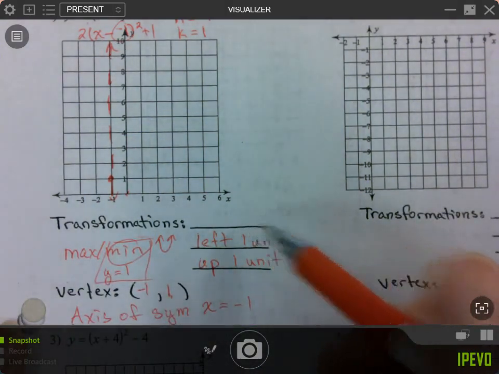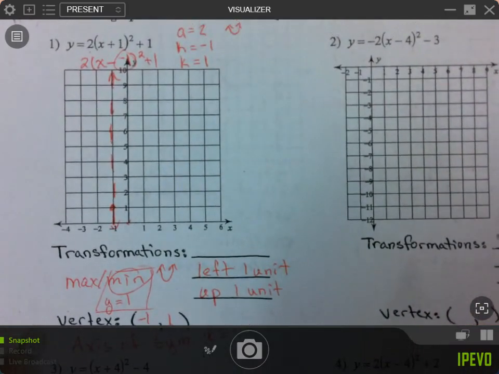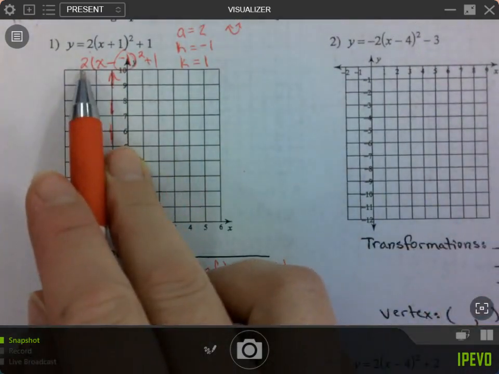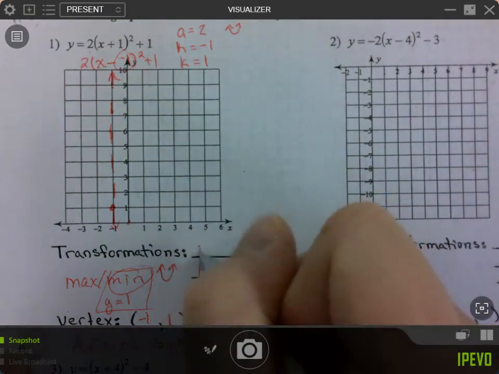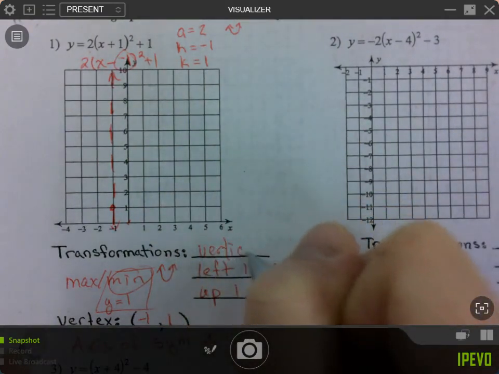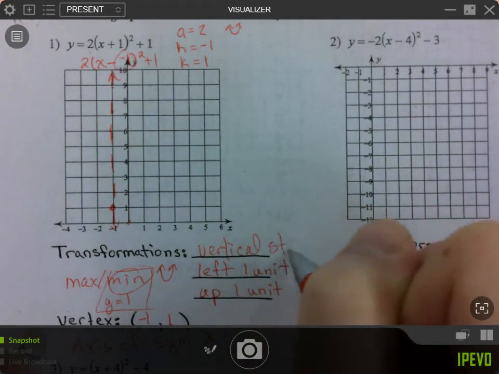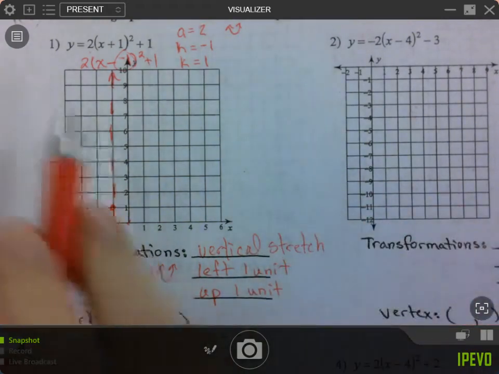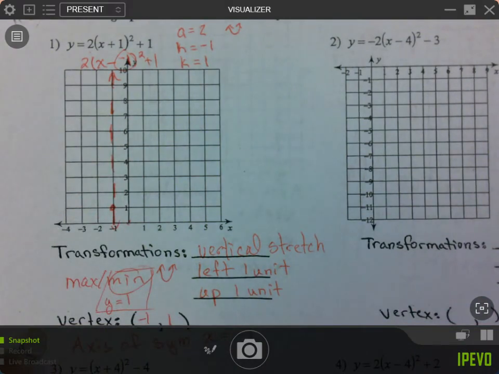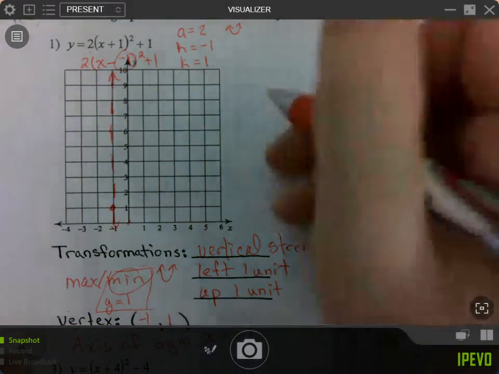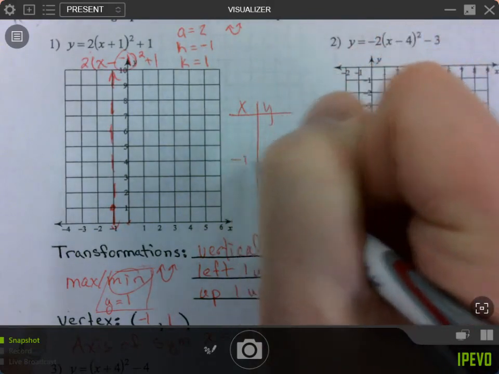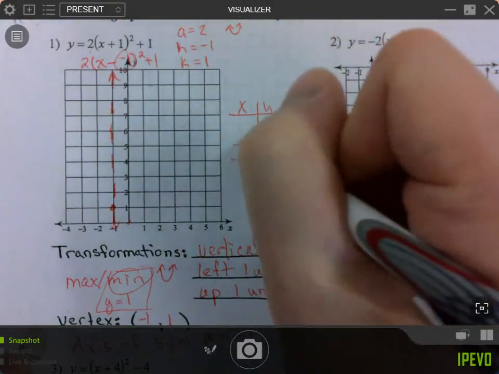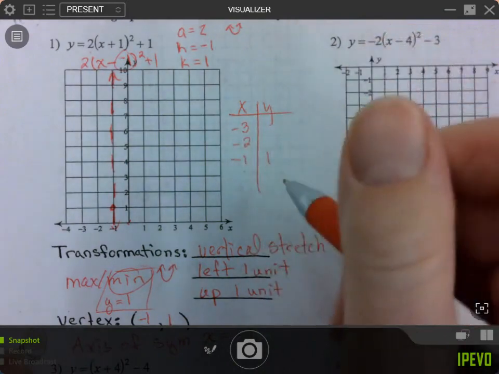Oh, there's one more transformation. The A value is 2. What's that do to the graph? It's going to be a vertical stretch. I would take the word narrower, but it's going to be a vertical stretch. If it was a negative, then we'd have an extra that would say downward. All right, in order to graph this, I'm going to put that vertex in the middle again, and then pick some points above and below it.